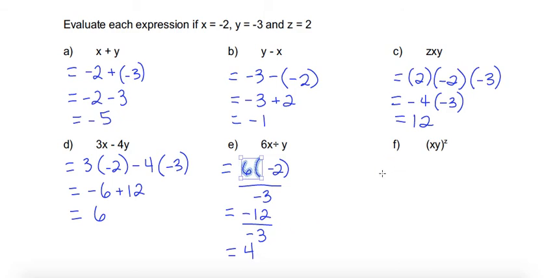And lastly, in this set of examples, part F, I have x, y inside a bracket, and then to the power of z. So I have inside of my bracket, which I'm going to turn into a square bracket again, I have negative 2 times negative 3, and this is all to the power of z, which happens to be 2. So I have to solve what's inside of my brackets first. So I have negative 2 times negative 3, which gives me positive 6, and positive 6 squared is the same as 6 times 6, or 36.